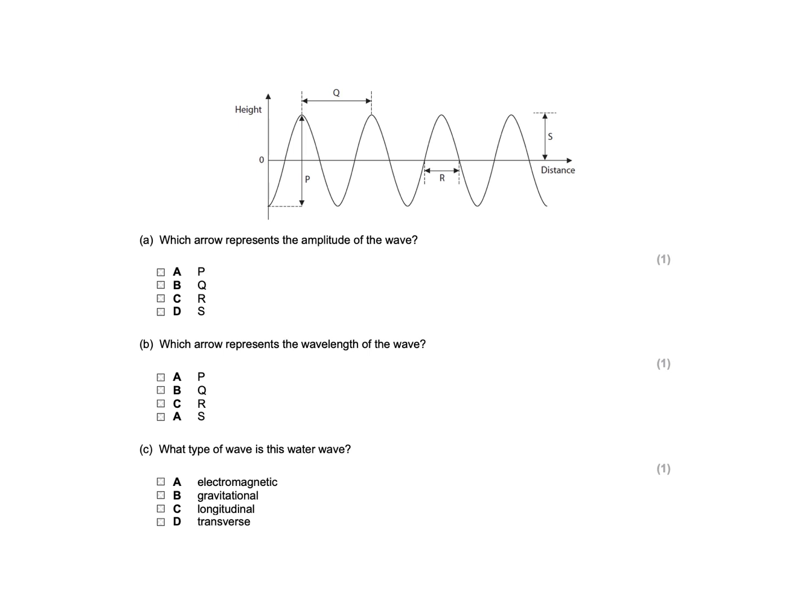The first is, which arrow represents the amplitude of this wave? We should have D. Which arrow represents the wavelength of this wave? We notice it is distance on the x-axis, so we should be seeing a wavelength, and it's the distance from peak to peak, which is B here. And which type of wave is this water wave? Water, we should know, is a transverse wave.